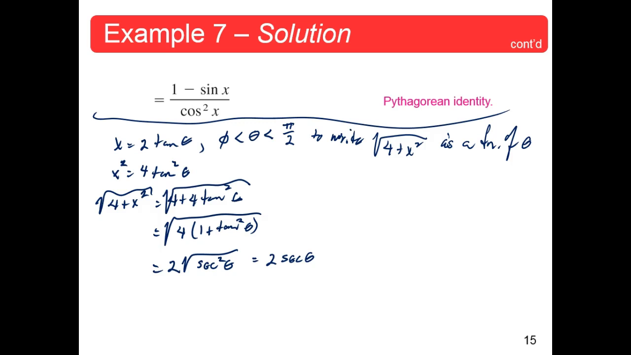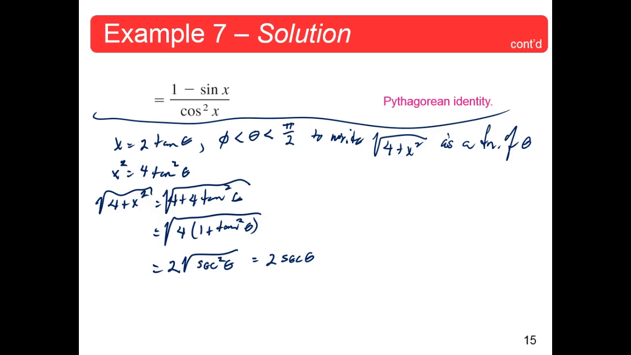Now, I think we kind of get a glimpse of why they limited this to only positive values of theta. Because a negative theta would produce a negative value. When you take the positive square root of it, it would still come up positive. So just to eliminate all that, we'll just take theta being positive, so everything here is positive, and your answer is 2 secant theta.